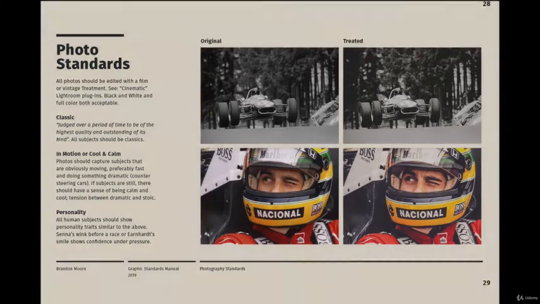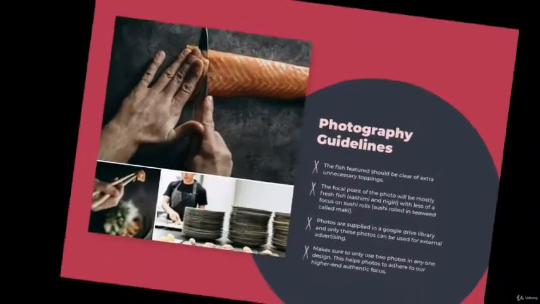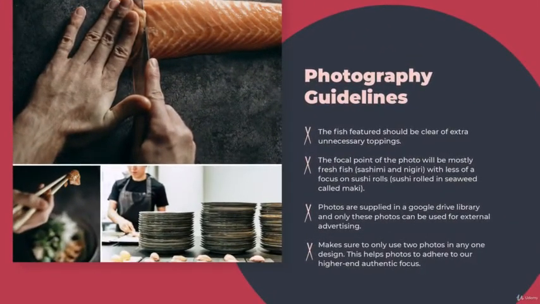So for example, for Sushi Club, these are some of the rules I established for photos. The fish featured should be clear of extra unnecessary toppings. So that's just true to what they serve and true to their product. The focal point of the photo will mostly be fresh fish, sashimi and nigiri, with less of a focus on sushi rolls, sushi rolled in seaweed called maki. So our logo does kind of present the maki, but that's the most, in America, we understand that as sushi. And that's what we do serve.